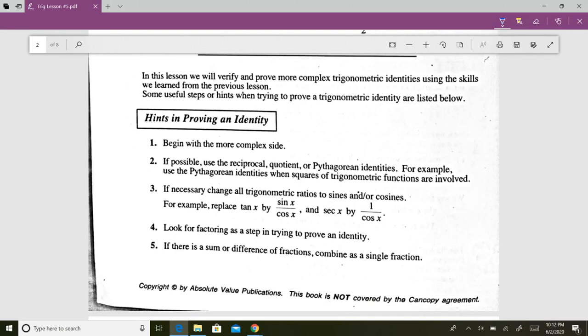This bit, hints in proving an identity. So there is no tried and true method for doing this. It's sort of experience, and there's a few guidelines, but you basically just have to try everything that you know. However, a few things that will usually help. Number one, begin with the more complex side. It's easier to take something that is complex and shrink it down than to take something that is small and blow it up.